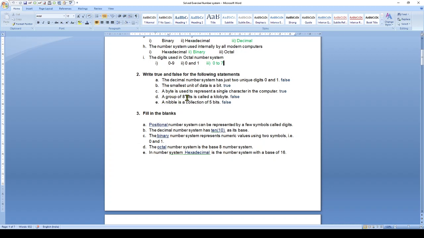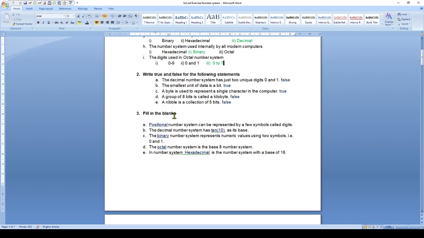A group of 8 bits is called a kilobyte. A group of 8 bits is called a byte. It is not a kilobyte. A group of 8 bits is called a byte, only byte. So it is false. Next, a nibble is a collection of 5 bits. It's a collection of 4 bits. So it is false.